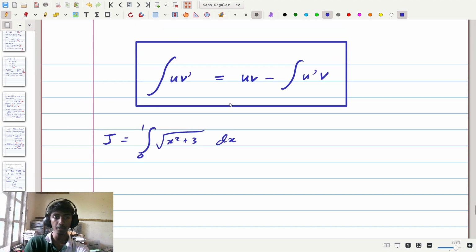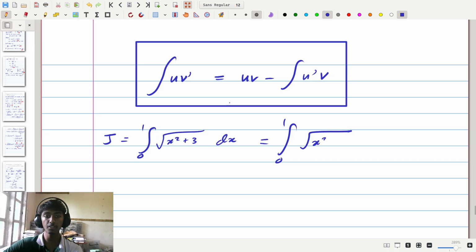Now in this case you might notice that we don't seem to have two functions u and v prime. We only really have a single function, which is this square root of x squared plus 3. Now in this case, and quite commonly in these questions, you will have to take one of the functions as being equal to 1. What we'll have to do here is to write this integral as being equal to the integral from 0 up to 1 of the square root of x squared plus 3 times 1 dx. And when we do this, we have to take u as being one of these two functions and the other function or the other function's derivative as being equal to 1.